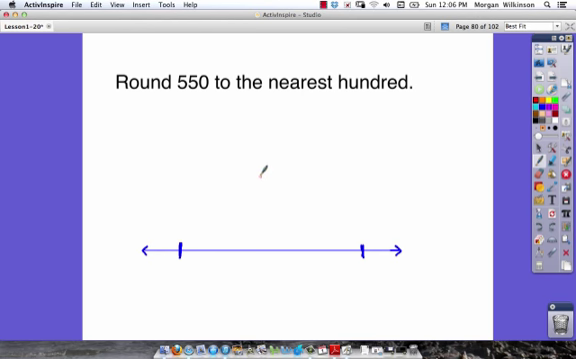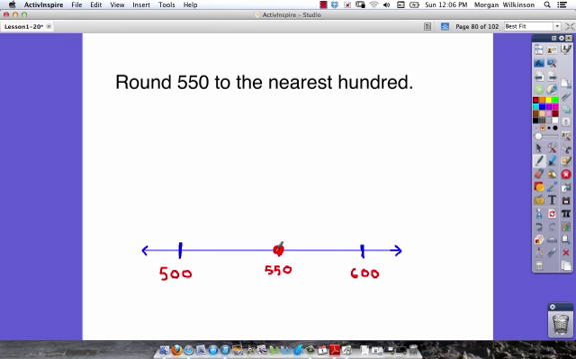Let's round 550 to the nearest hundred. So if we want to do that, we're going to have 500 on the left, because we're going to the nearest hundred, and then we're going to go to 600 on the right, because we're only talking about hundreds. Let's put our middle value in as well, 550. Now if we go ahead and plot this, round 550 to the nearest hundred, we know that it goes right in the middle. Okay, so it's going to be equal distance away from 600 as it is from 500.